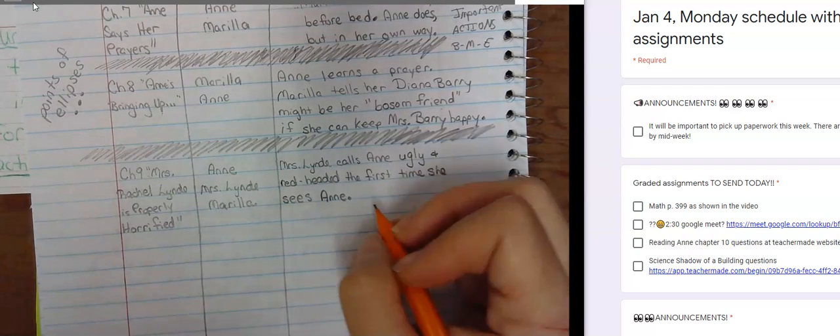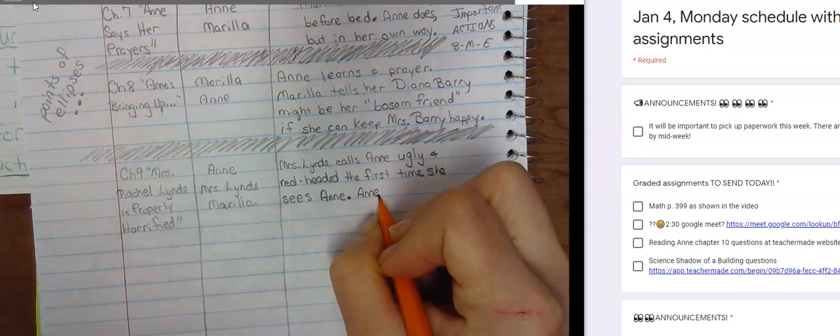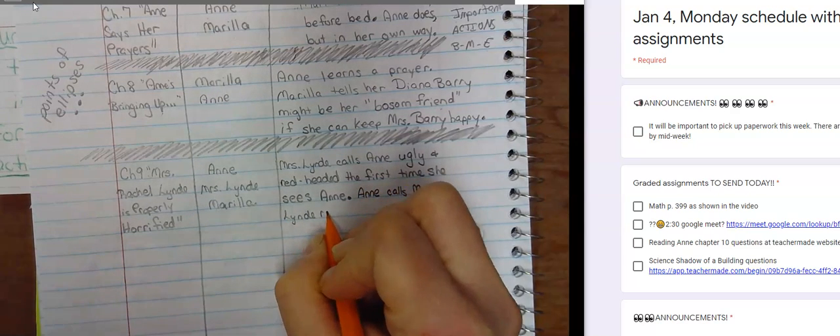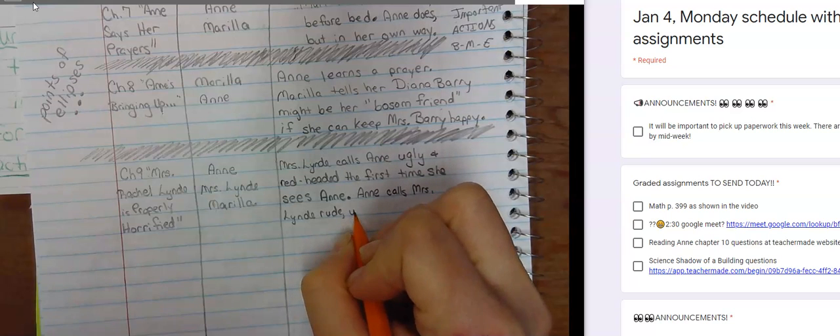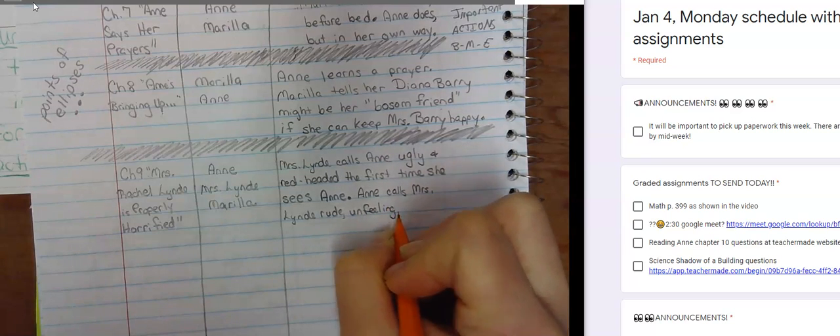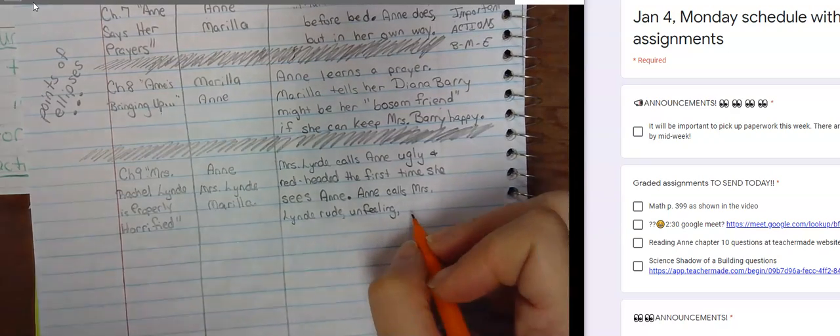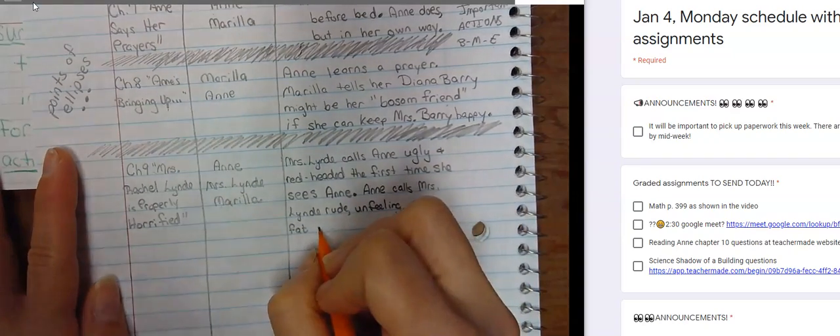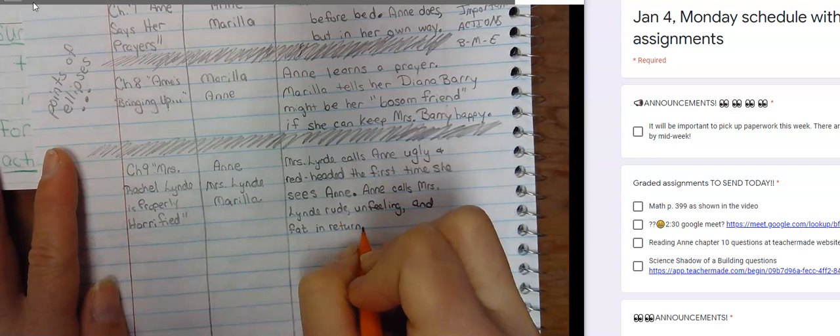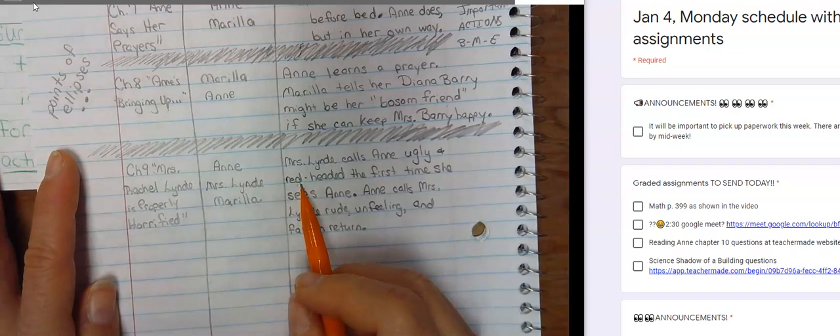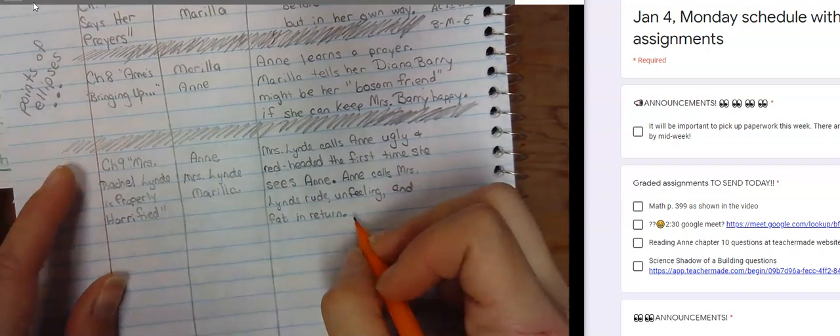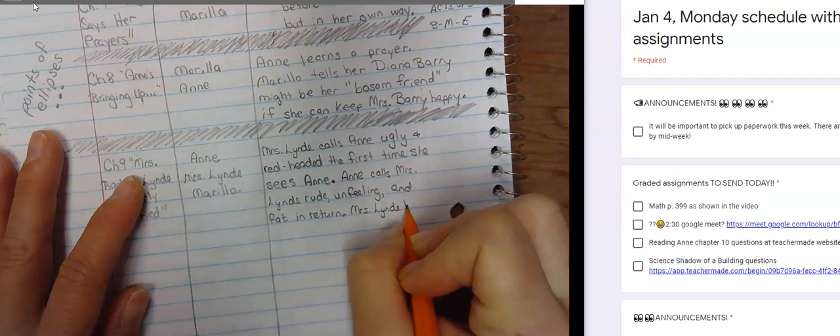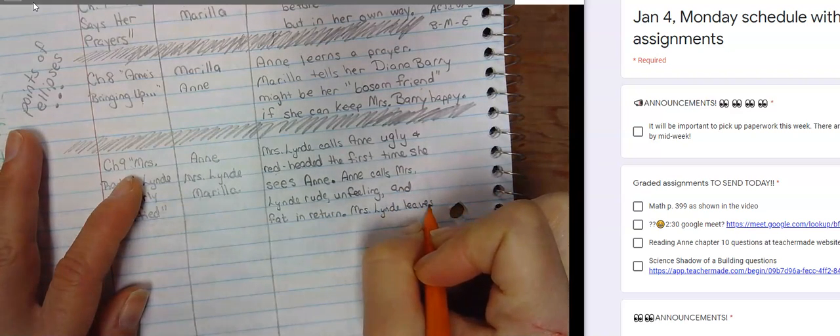This is our beginning. Middle, Anne calls Mrs. Lynde rude, comma, because it's a list, unfeeling, another comma, because we have one more thing that Anne tacked on, and fat in return. In the beginning, Mrs. Rachel is rude to Anne. In the middle, Anne is rude to Mrs. Rachel. At the end, Mrs. Lynde leaves insulted.